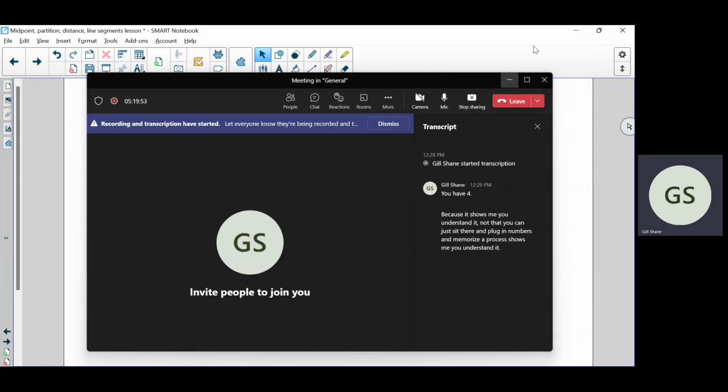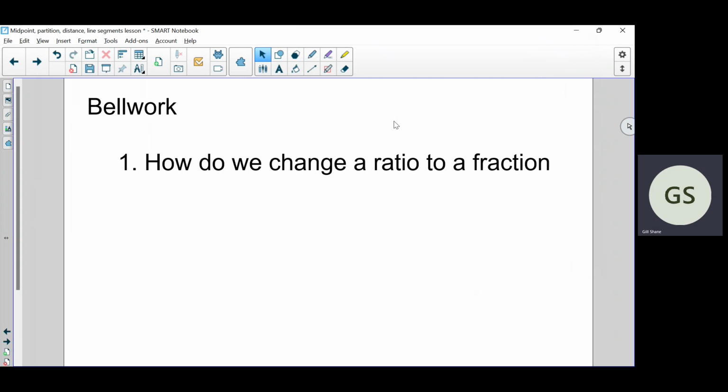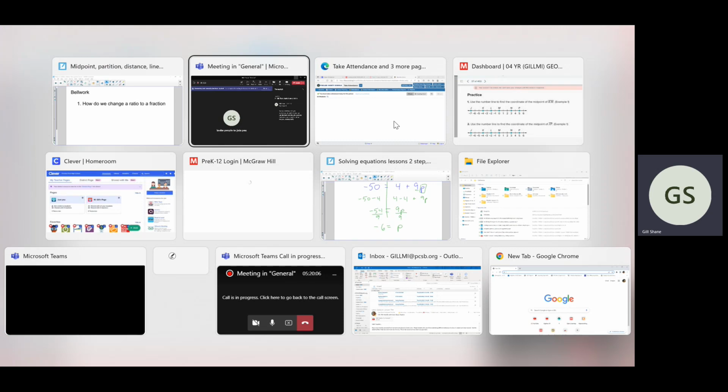All right, we are recording. All right, so we did that when we did partitioning. We're going to review that partitioning at the end of class. Right now, let's go into the midpoint lesson, which is actually a pretty fast lesson.